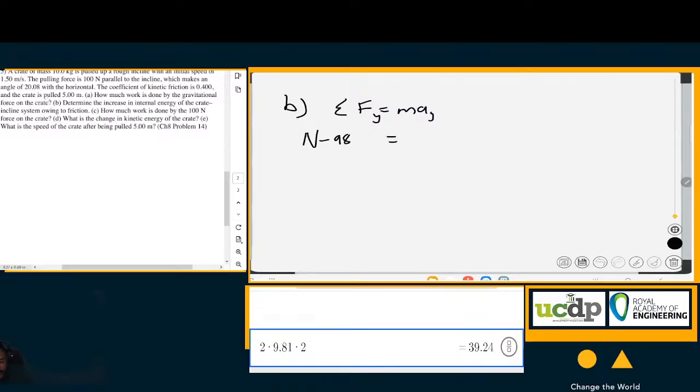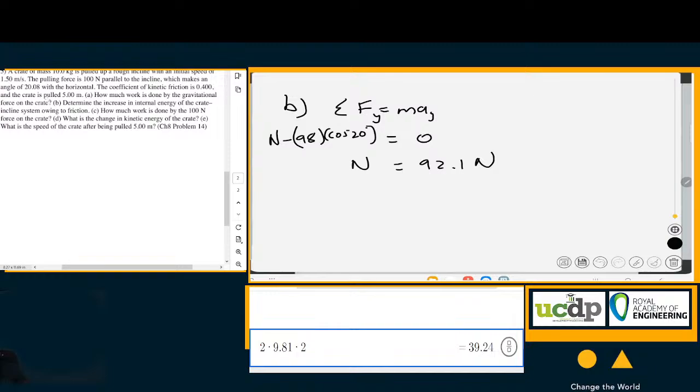It is the gravitational force times the cosine of the angle. The reason it's not sine, just check your angles there. So it is the normal force minus 98 times the cosine of 20 degrees. I'm just going to use 20 instead of 20.02. And that should be equal to 0 because it's not moving up and down. So the normal force is equal to 92.1 newtons.